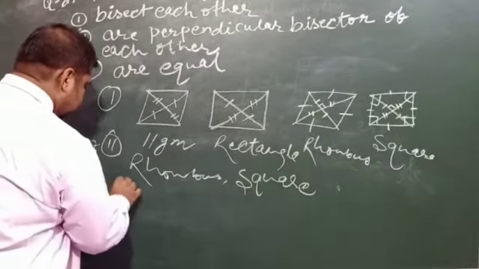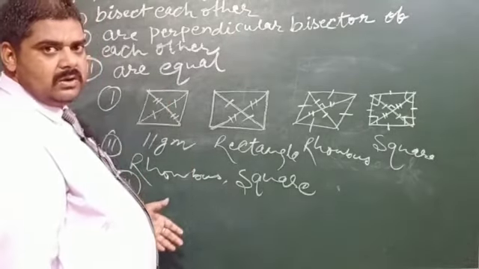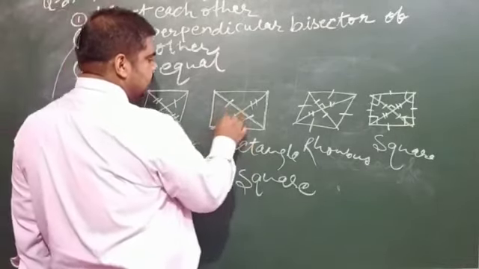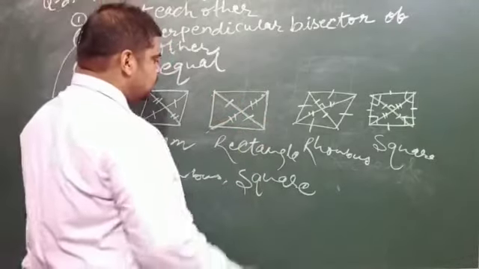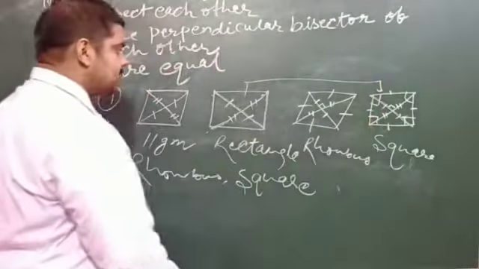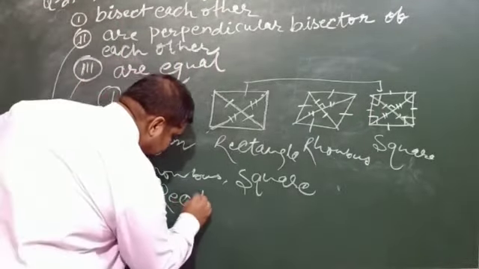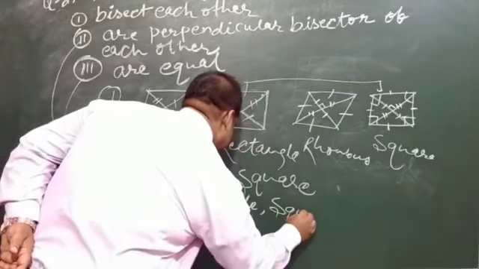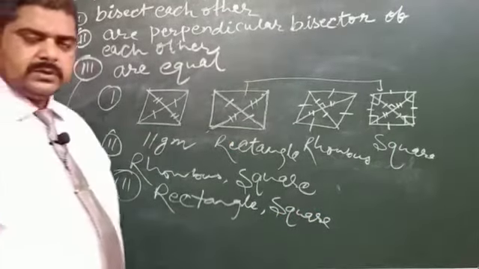The third one is that the diagonals are equal. You know that two cases are possible: one, you may use a rectangle, because in this case the diagonals not only bisect each other but are also equal. And second you may take a square. So the solution is: first one is rectangle and second one you may use a square. So that is the solution of this question.